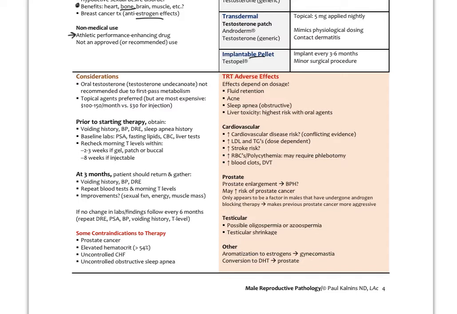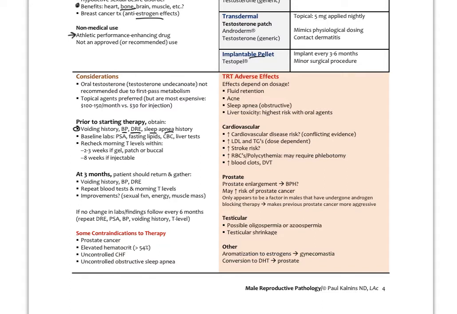Prior to starting therapy, we need to get in the patient's history a complete voiding history. So are they having any urinary frequency, urgency, any dysuria, any dribbling, nocturia, difficulty starting the stream. We want to get their blood pressure, a digital rectal exam. I'll go over that with the prostate section. And then a sleep apnea history. Testosterone therapy is actually contraindicated in patients with obstructive sleep apnea. So that's something we need to rule out first.